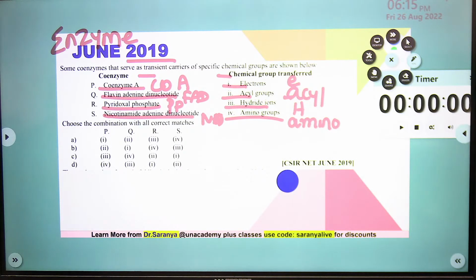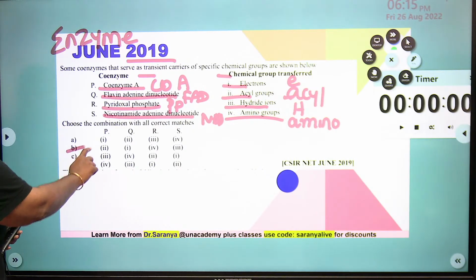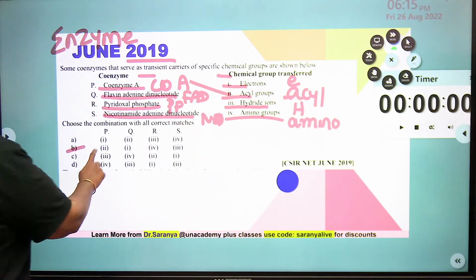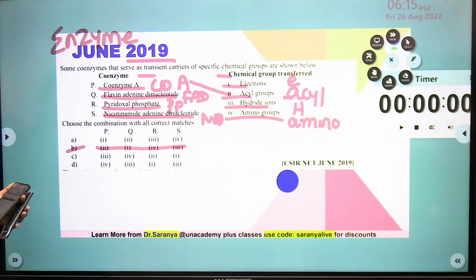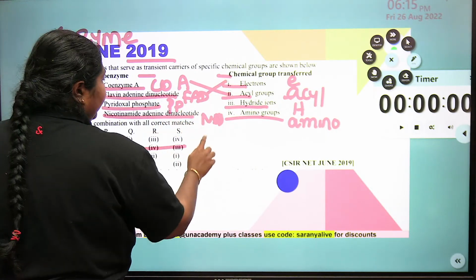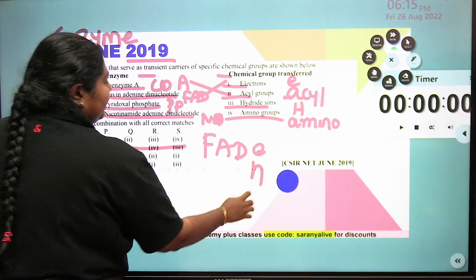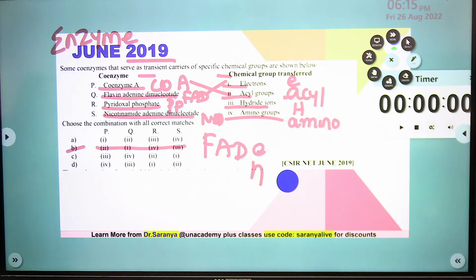Great, everybody. Which is the correct answer? Yes, Selva and Rumi, you're right. It is option B. Coenzyme A is always with the acyl group; only one option you can pick. The next one is flavin adenine dinucleotide, FAD. FAD has two options: it may go with electrons and another it can go with hydrogen. Both ways are possible, but in this question it is with electrons.